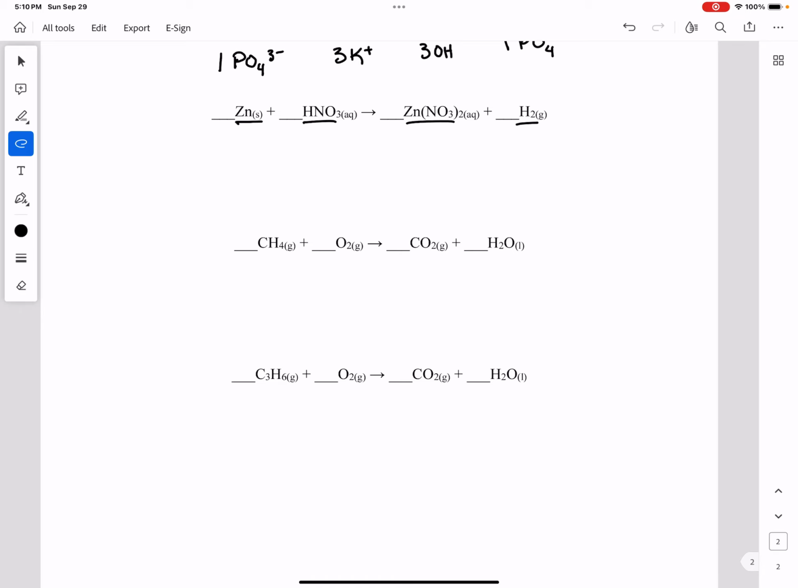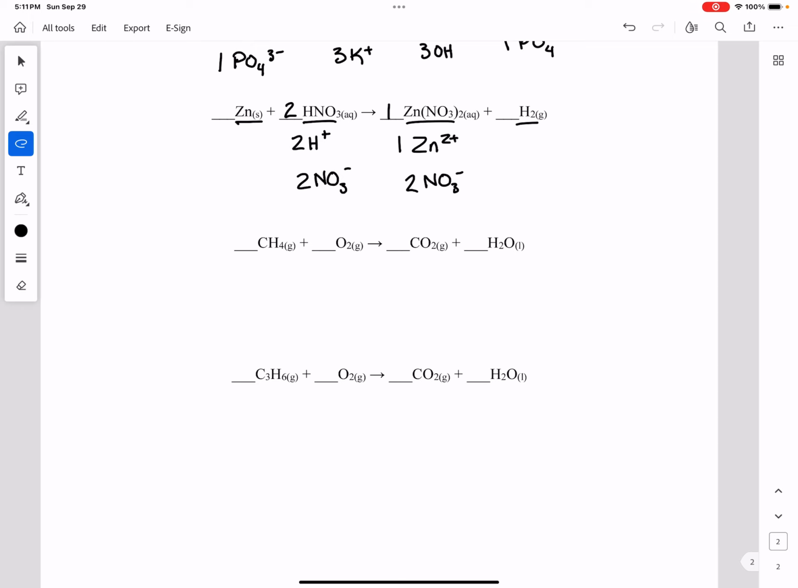Okay, so I'm going to start with zinc nitrate, give that a 1. So I'll have 1 zinc 2 plus. And just a reminder, zinc is a transition metal, but it still always forms a 2 plus. It's one of the exceptions. And then we have 2 nitrate ions. Okay. If I have 2 nitrate ions here on the product side, I have to give my nitric acid a 2. And then I have 2 H plus, and then 2 NO3 minus.